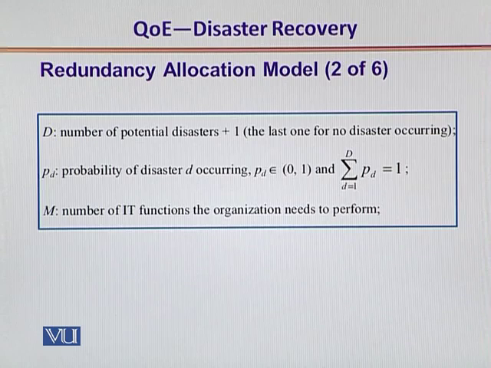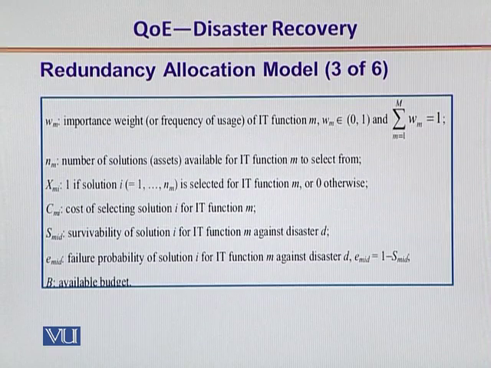Here we see a number of variables being defined. Let's look at them one by one. D is the number of potential disasters plus 1. The one which has been added is for the no disaster scenario. P sub D is the probability of disaster occurring. M is the total number of IT functions which the organization needs to perform. W sub M is the importance or the frequency of usage of an IT function.